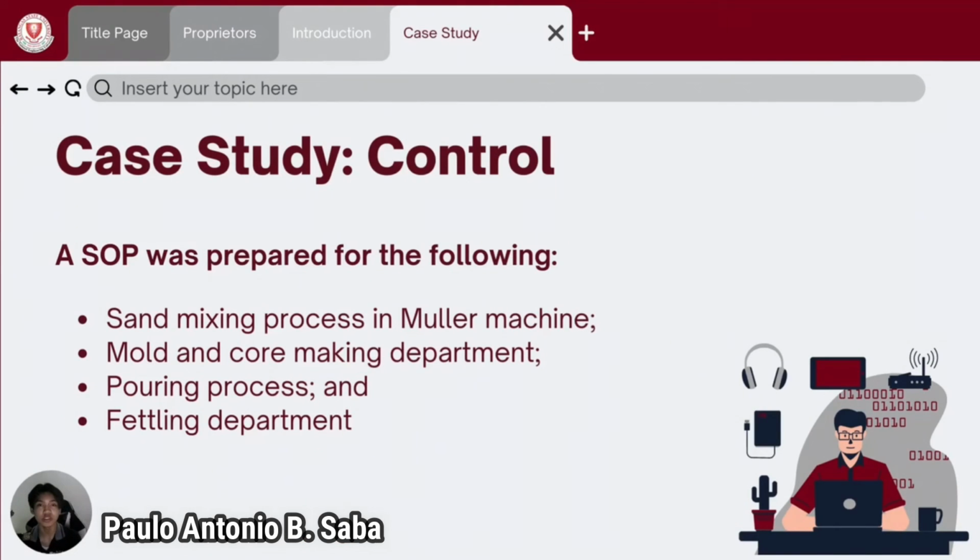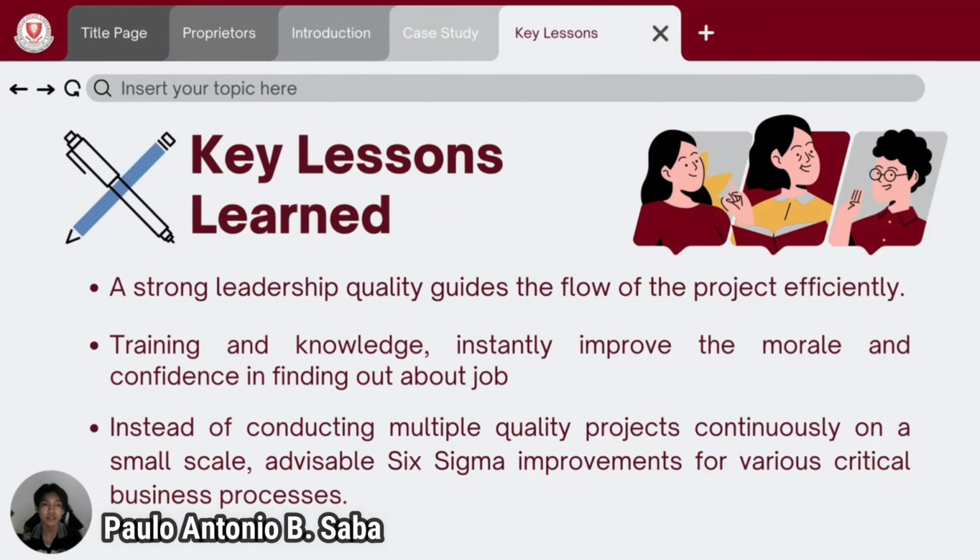And then lastly, for the control phase, a standard operating procedure was formulated to maintain the calculated results using the initial steps of the DMAIC method. The key lesson learned is that strong leadership quality guides the flow of the project efficiently.